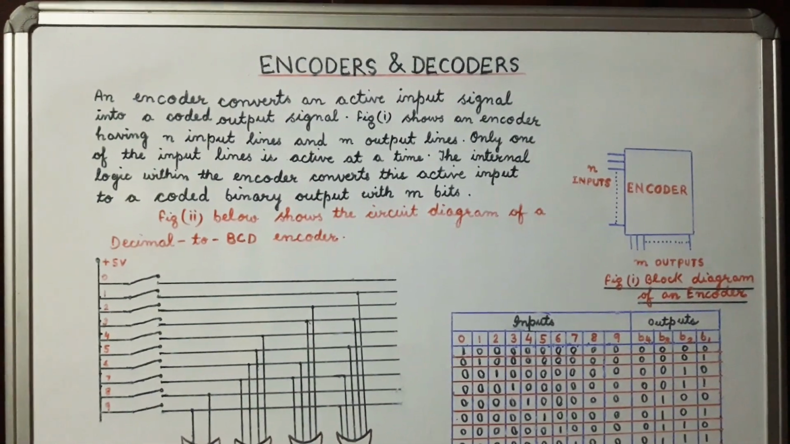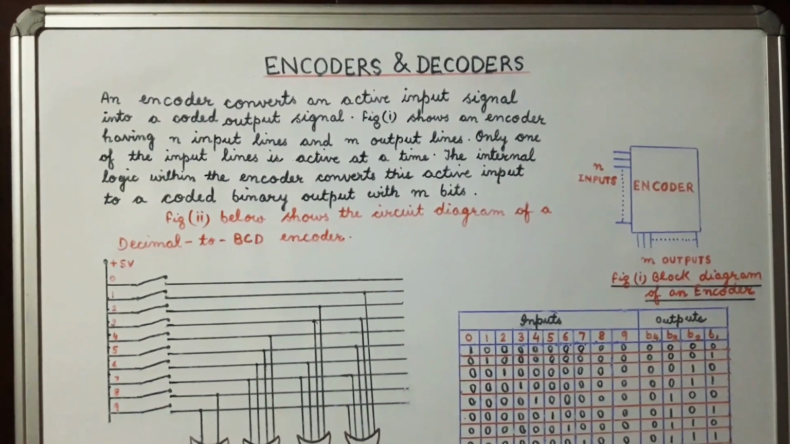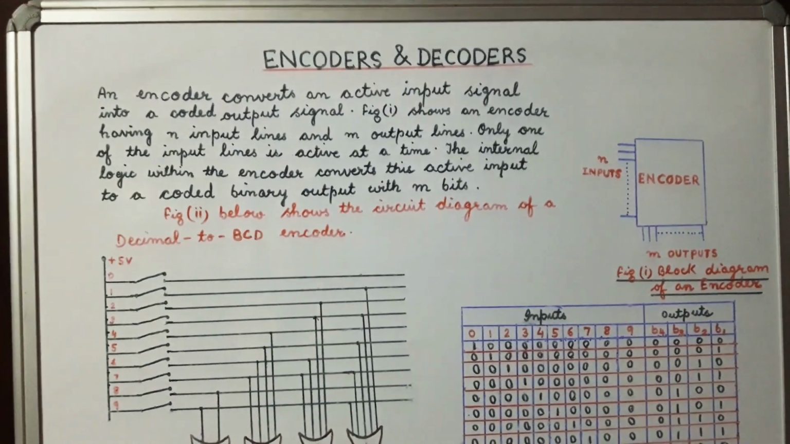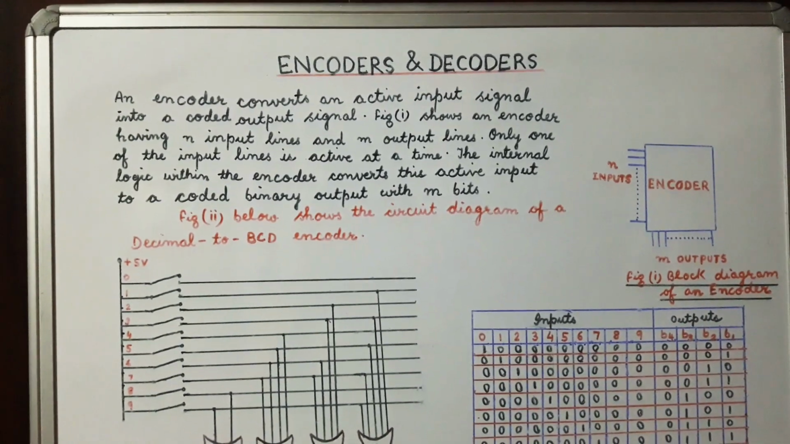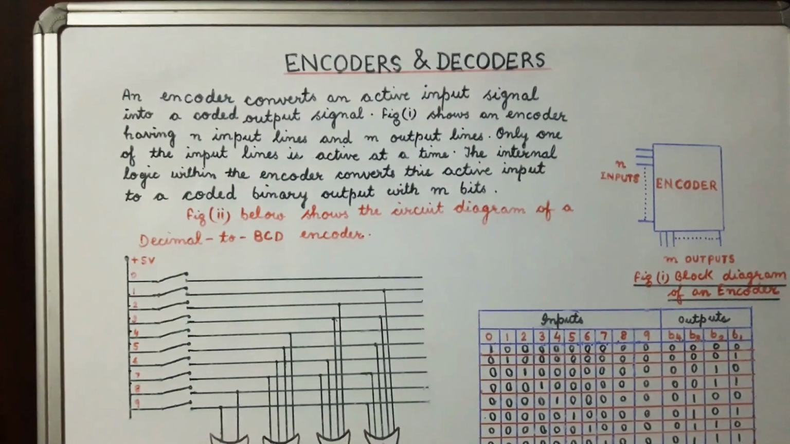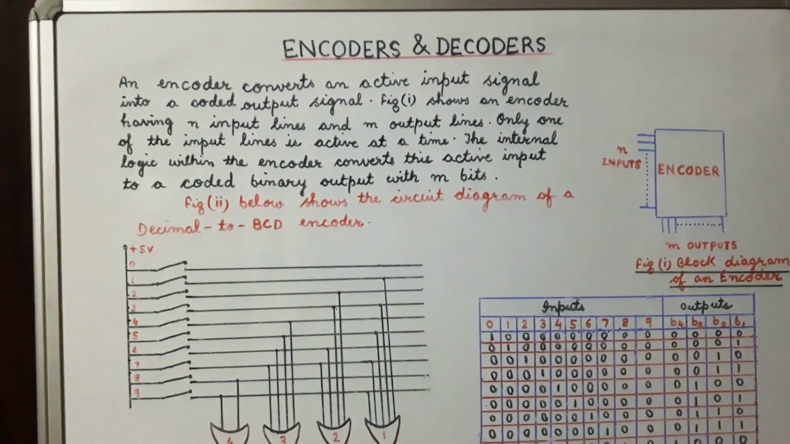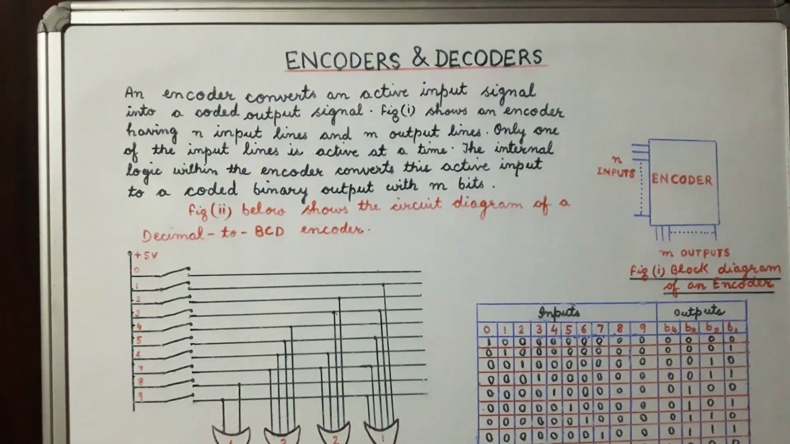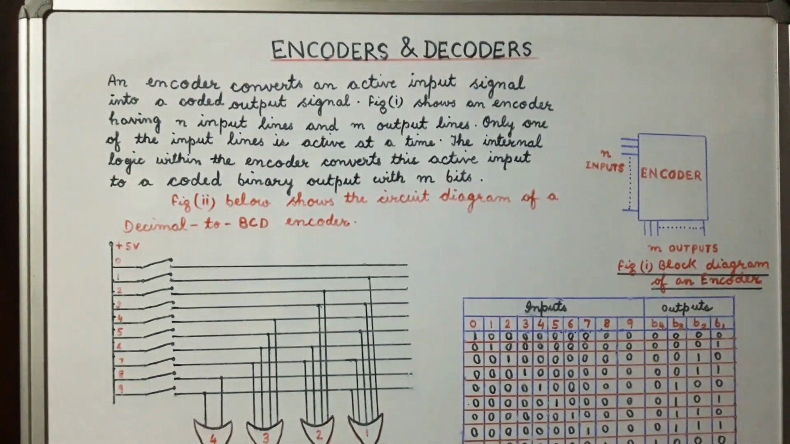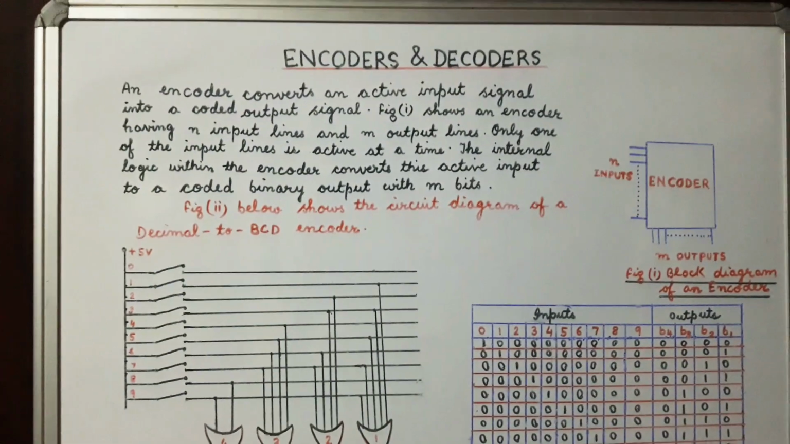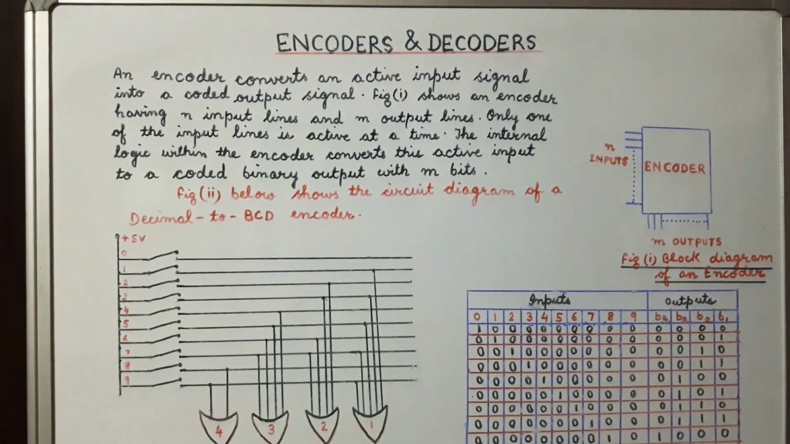Welcome everyone. In this video we will discuss encoders and decoders. An encoder is a combinational circuit which converts an active input signal into a coded output signal. Figure 1 shows the block diagram of an encoder having n input lines and m output lines.